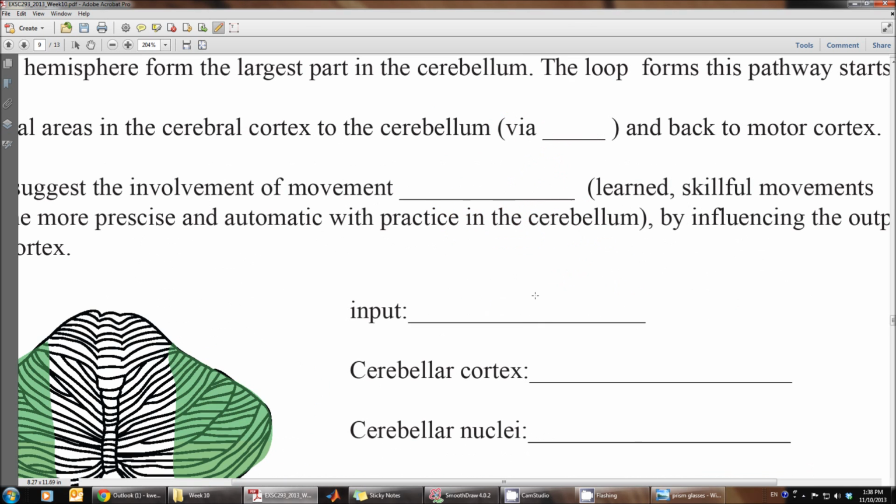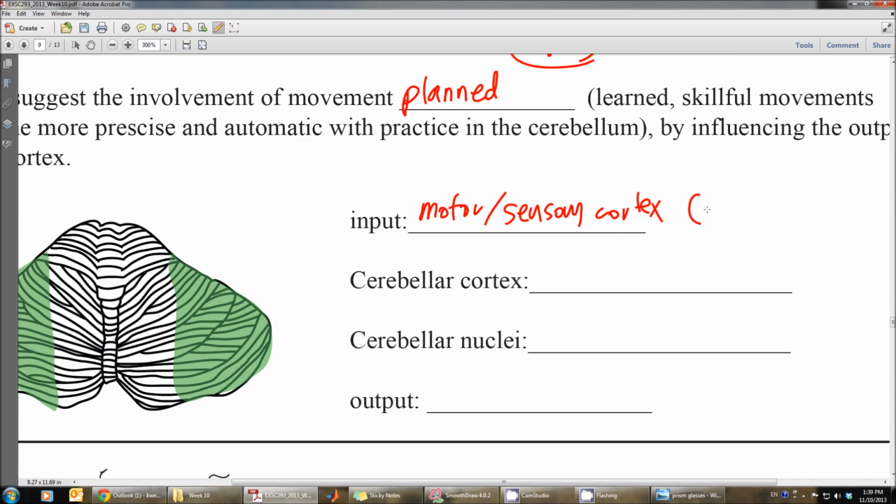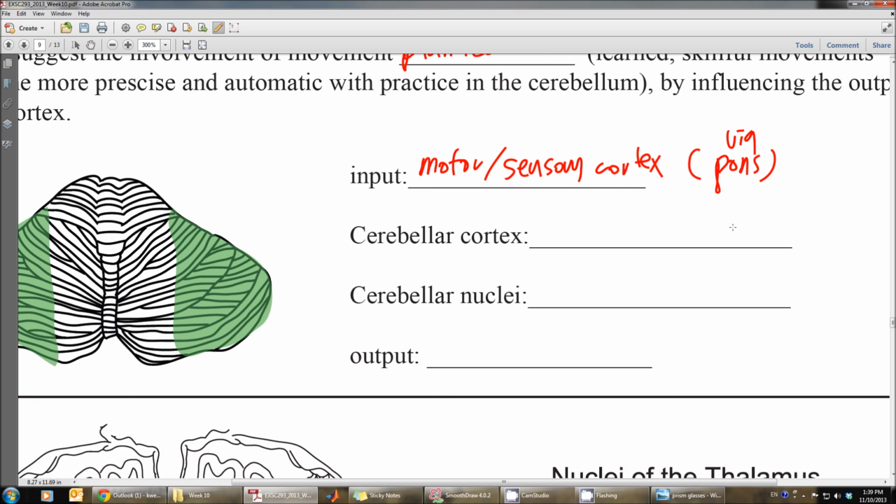The input, as I said before, is from the cerebrum, and specifically it's the cortex, mainly motor or sensory cortex. Then the input goes via the pons. We can say these inputs are also mossy fibers. So these mossy fibers will go to the cerebellar cortex, and this color-coded green area is our lateral hemisphere.